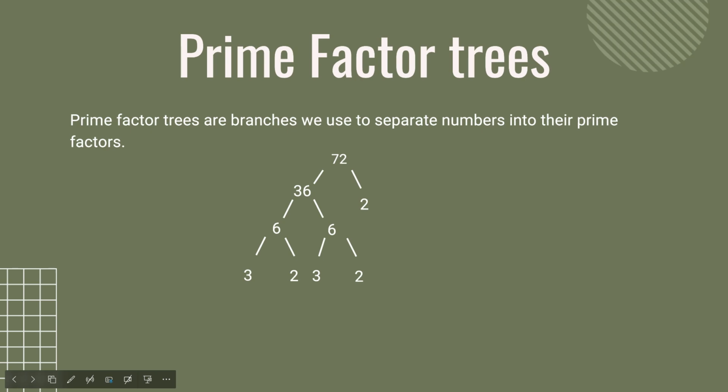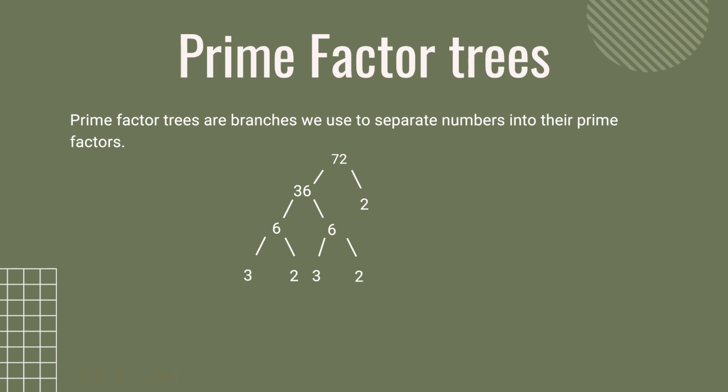Here you can see an example of a prime factor tree. Prime factor trees are branches we use to separate numbers into their prime factors. From the number 72, we can break it down as we divide by 2, which is a prime number, to get 36, divide by 6 to get 6 and 6, and then we divide 6 into its prime numbers of 3 and 2 and 3 and 2.